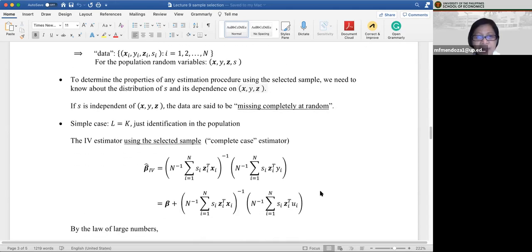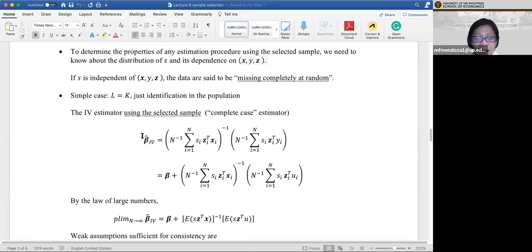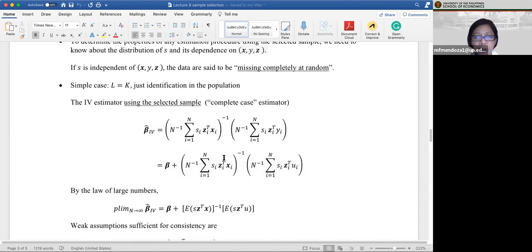Okay, so let us look at the IV estimator using the selected sample. This estimator is sometimes called the complete case estimator. It's simply the instrumental variable estimator, but then you incorporate S sub i to pick up the observations that you are actually using in the estimation. You would be picking up only the S sub i's where S sub i is equal to 1. If S sub i is equal to 0, then it would not be included in this sum.